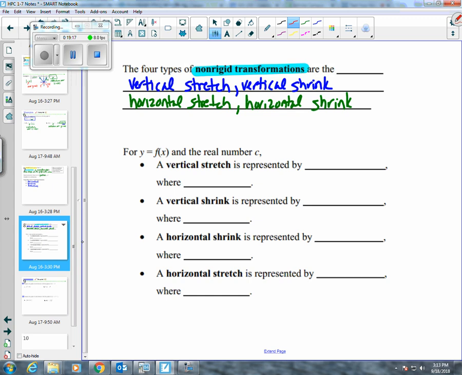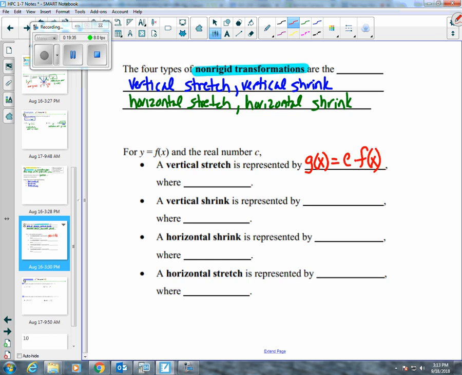All right, so for the original function, we're going to use the real number c. So c is just our constant. If you're vertically stretching, what that means is you're multiplying the equation by that value. So I'm going to use g of x for my new function here. G of x would be some number times the function.